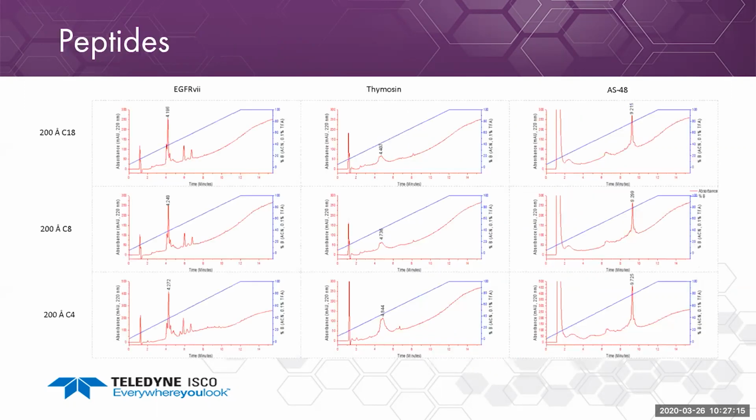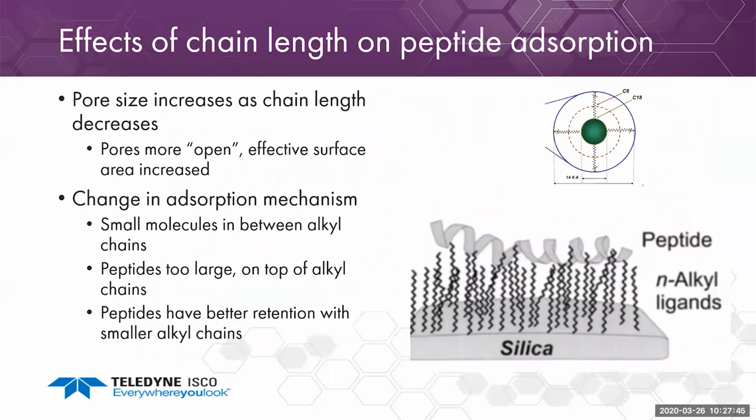Going into peptides, though, we find a much smaller effect, and for our EGFR, what we find is very little change for the EGFR. Thymosin, we see that it gets a little bit larger, and the AS48, it gets a little bit larger as we shorten the chain length. So that's kind of opposite of what we see for small molecules. So what we find is that the pore size increases as we decrease the chain length. So we, again, open up the effective surface area of these molecules.